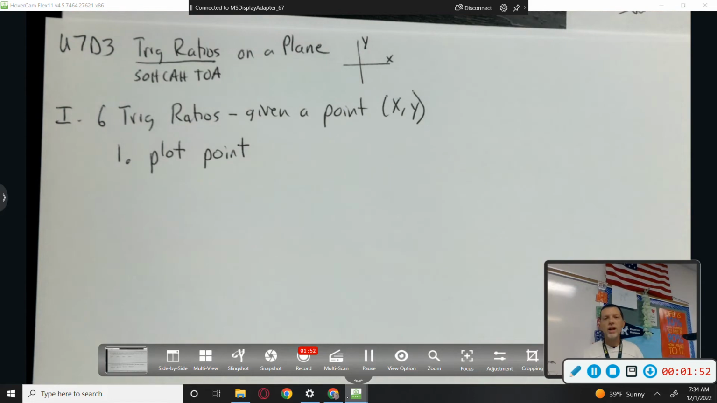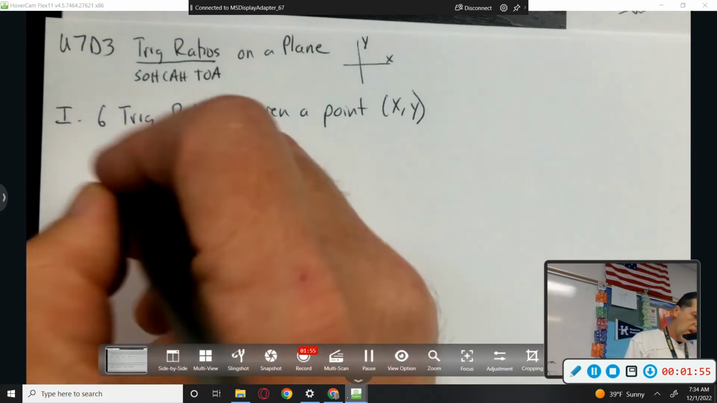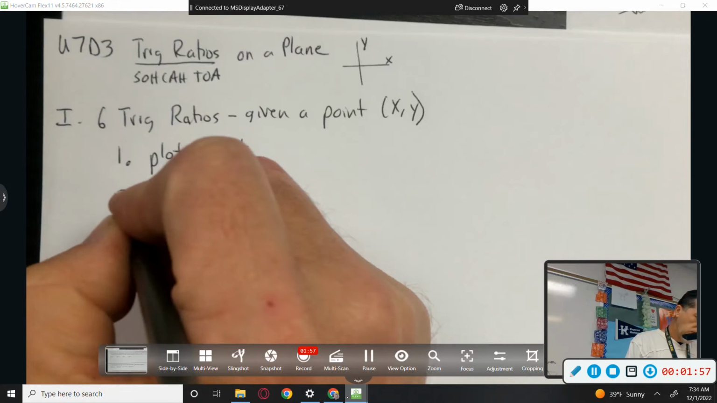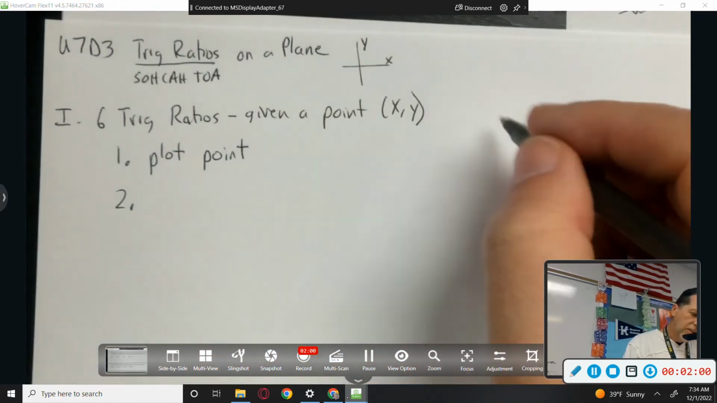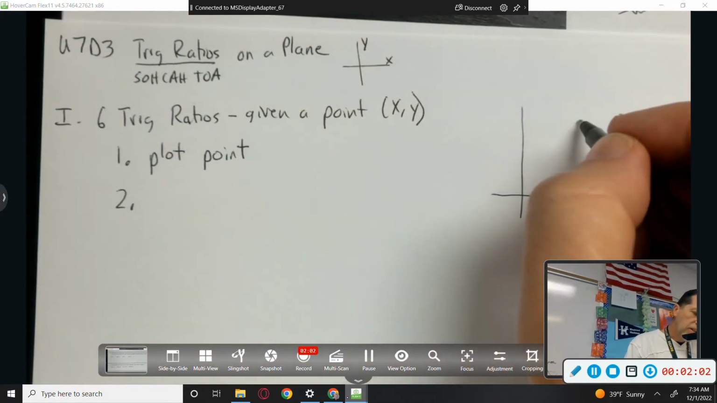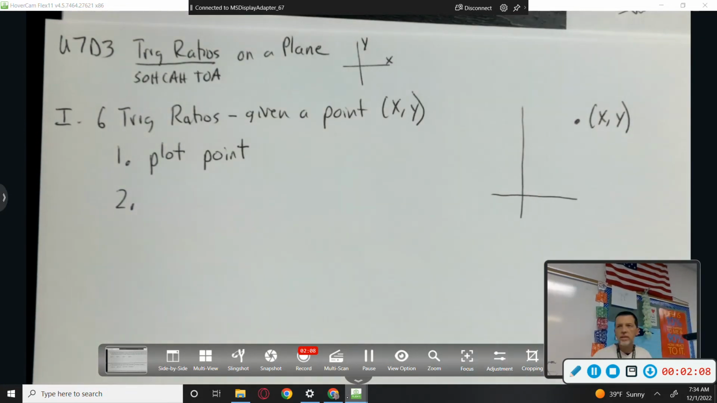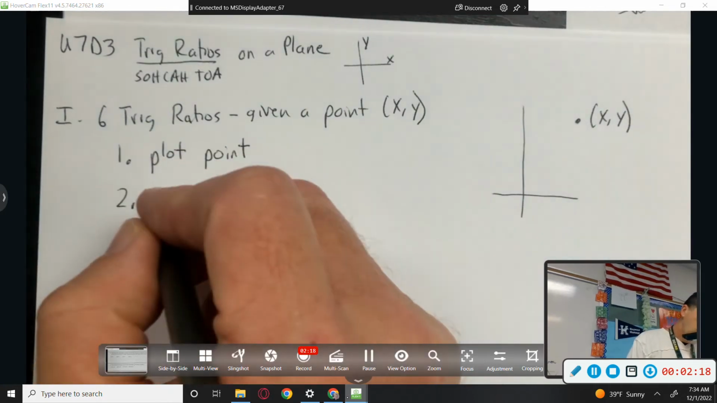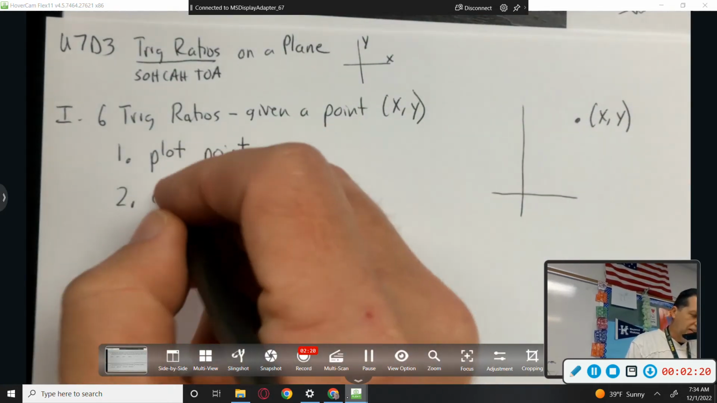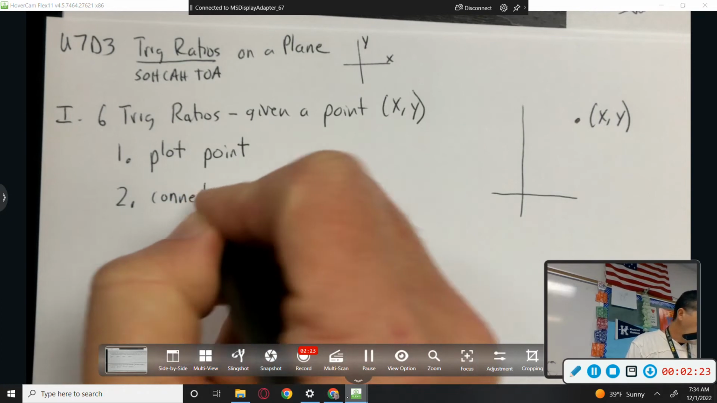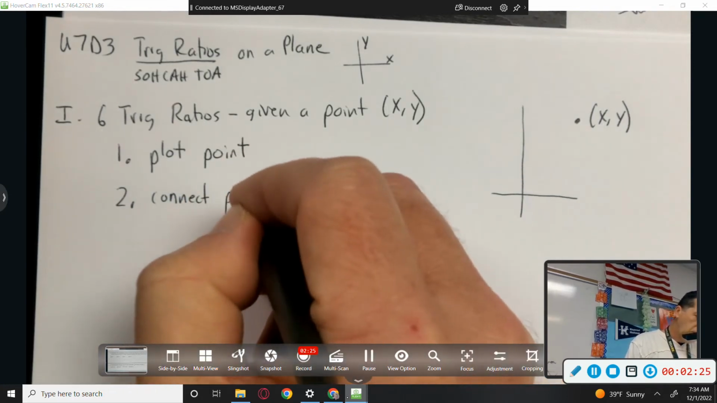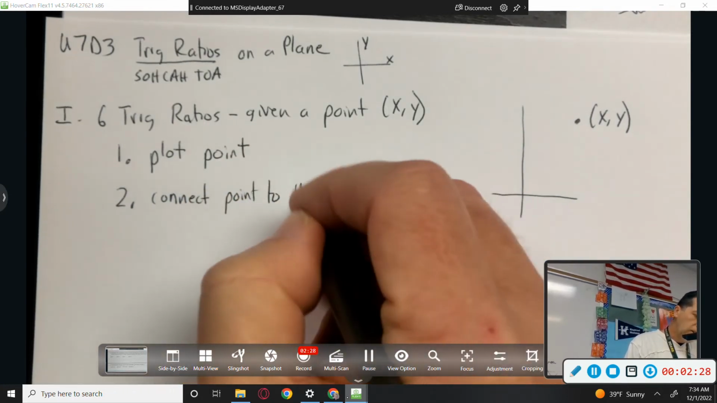Step 1 will be plot the point. You know what? Let's do these steps as we go. So let's say there's our point, x comma y. Maybe it's 3, 4, maybe it's 5, 12, who knows? Might not even be in the first quadrant. But there's our point. Plot the point. I mean, that makes sense. The next two are the important ones. Connect the point to the origin.